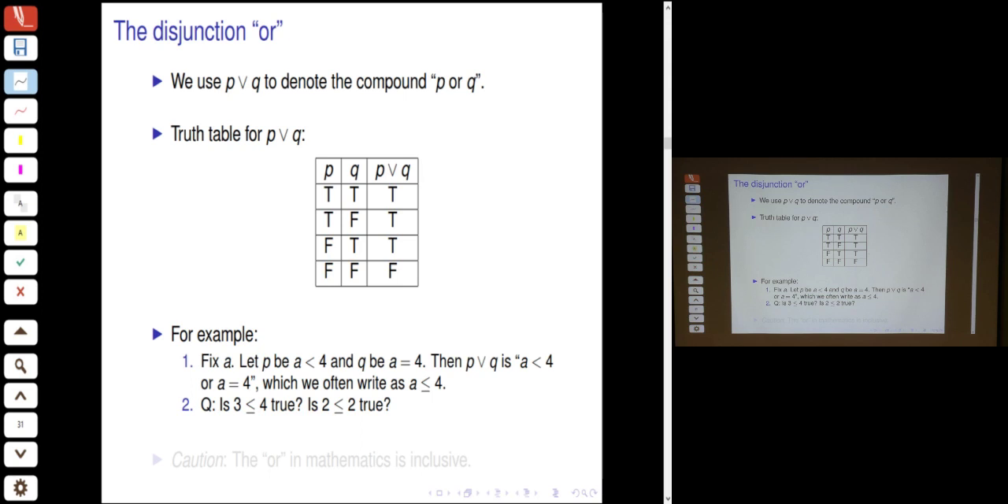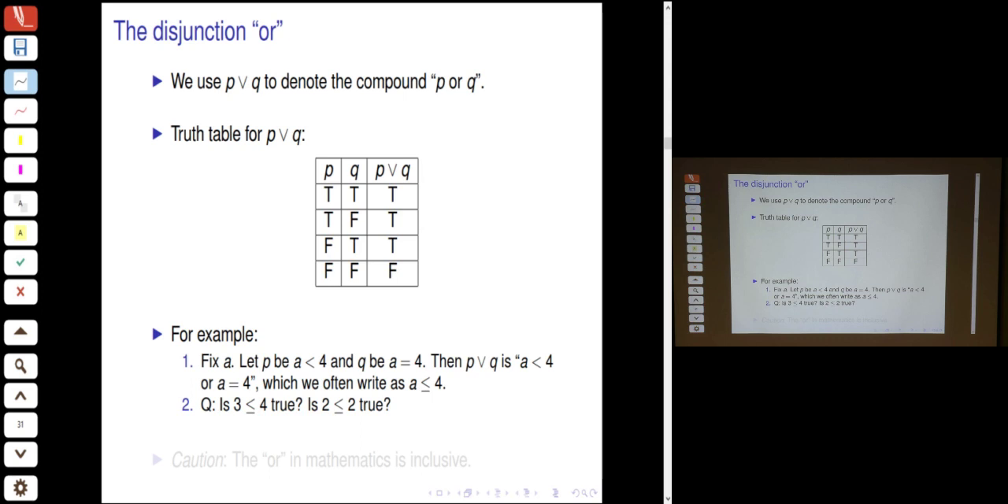True, right? Because we are checking whether 3 is less than 4 or 3 is equal to 4. 3 is not equal to 4, but it doesn't matter. 3 is less than 4. One of the compound is true. So in this case, the strictly less than is true. So then the OR is true, right?